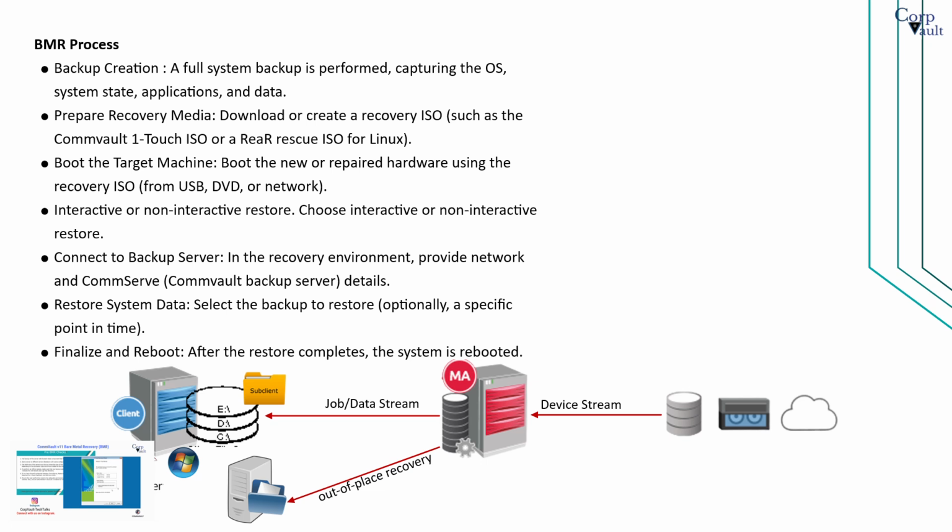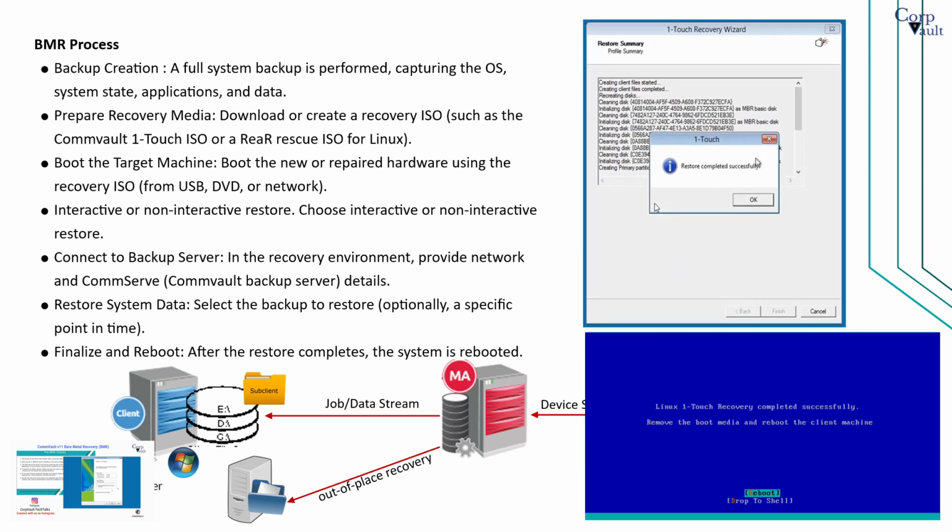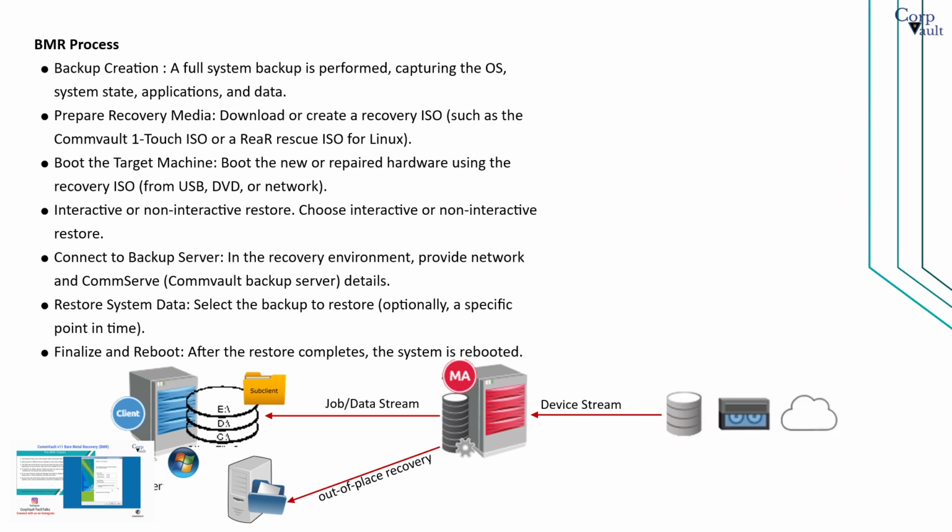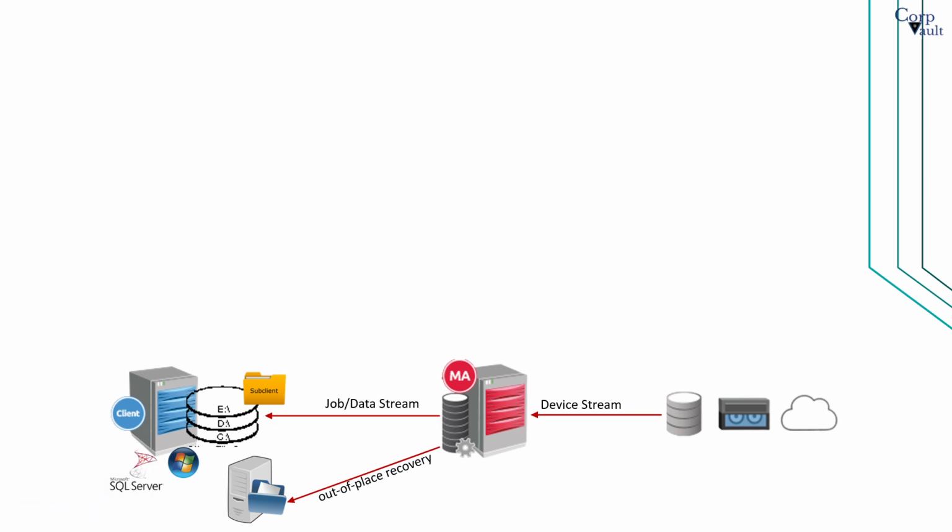The recovery environment partitions and formats the disks as needed. System state, OS, applications, and data are restored to the hardware. Finalize and reboot. After the restore completes, the system is rebooted. The machine should boot into the restored operating system, fully functional. What are the recommended actions to take before and after performing a BMR?